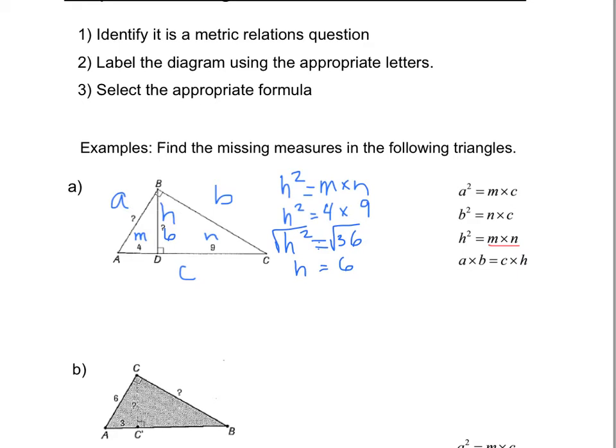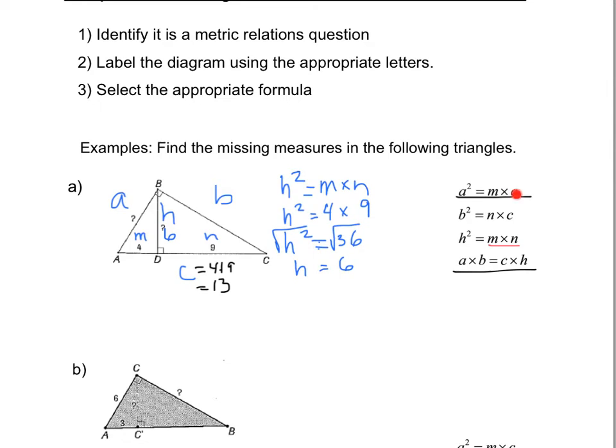So now I need to find a. I need to look at my formulas that contain a. Well, this one here contains a, and this one contains a. In order to use it, I need to make sure I have all the other values. If I look at this one, I need to know B, C, and H to be able to use it. Well, I know C because C is 4 plus 9. It's going to give us 13. And I know H, I've already found it, but I don't know B yet. So I may not want to use that formula.